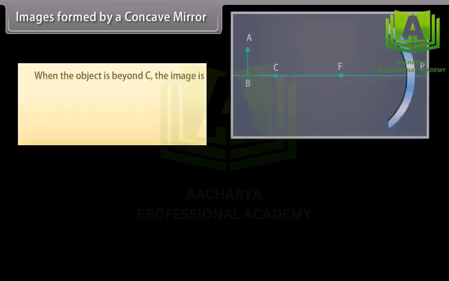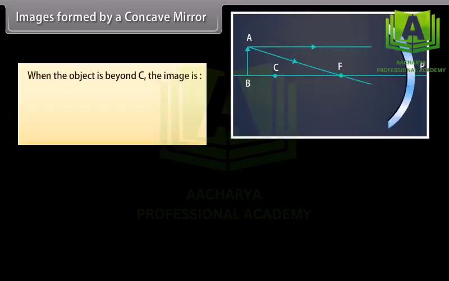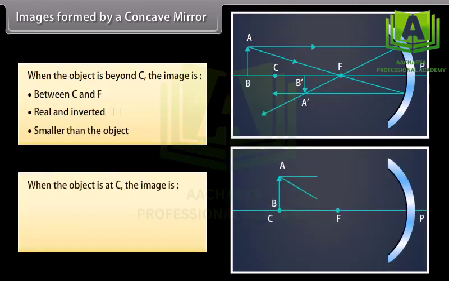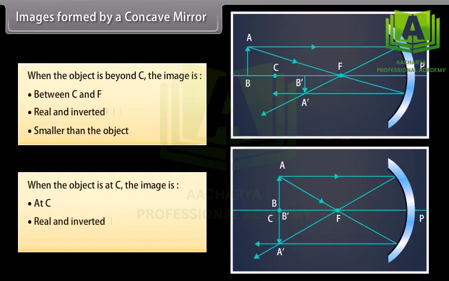Images formed by a concave mirror. When the object is beyond C, the image is: A, between C and F; B, real and inverted; C, smaller than the object. When the object is at C, the image is: A, at C; B, real and inverted; C, same in height as the object.